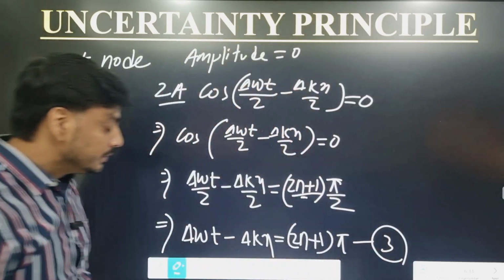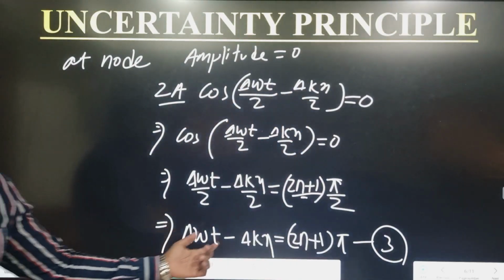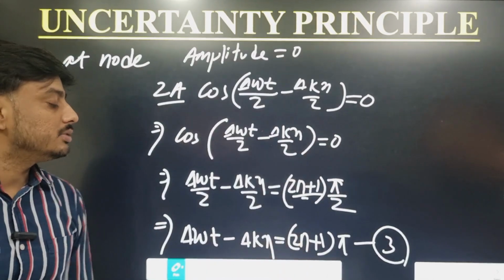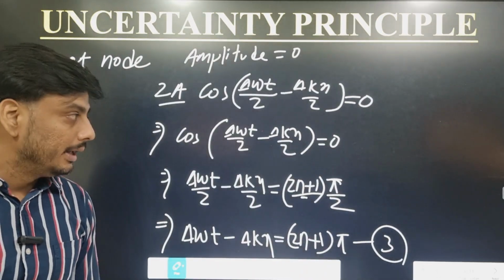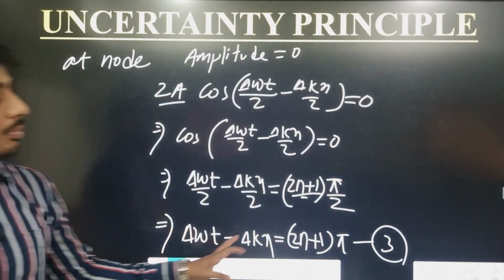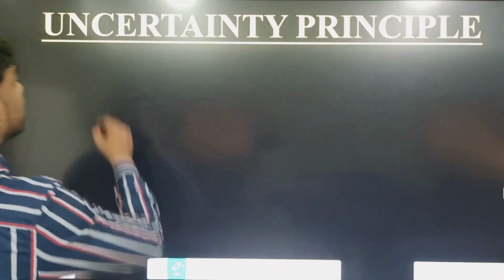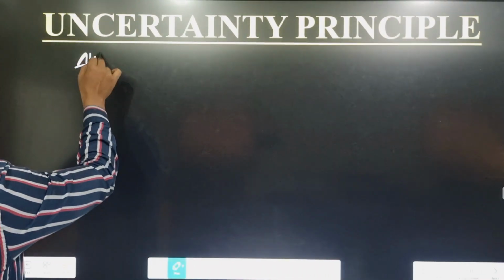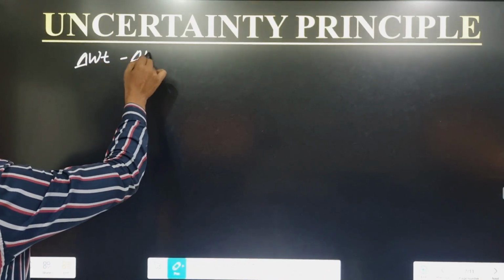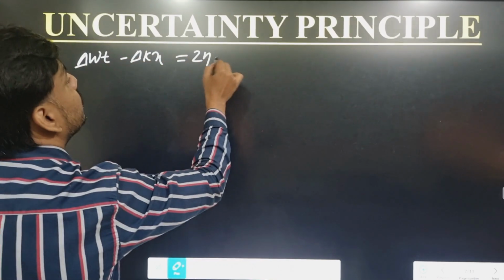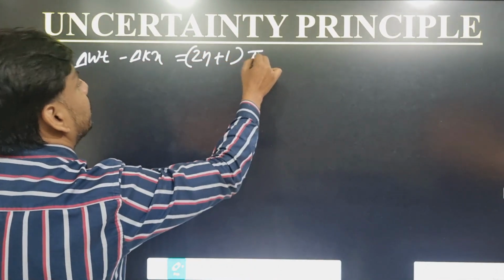Equation number 3. This is a relation between the change in frequency and the change in propagation constant, which is equal to 2n plus 1 pi. Now if we write this equation for n equal to n and n plus 1, we get the equation delta omega t minus delta kx equal to 2n plus 1 pi.